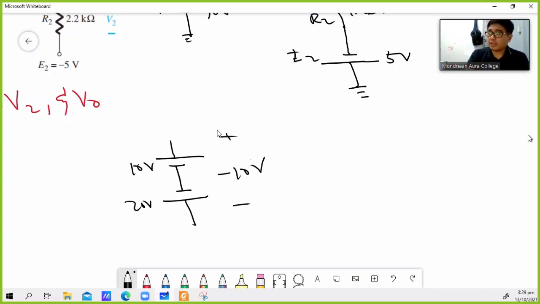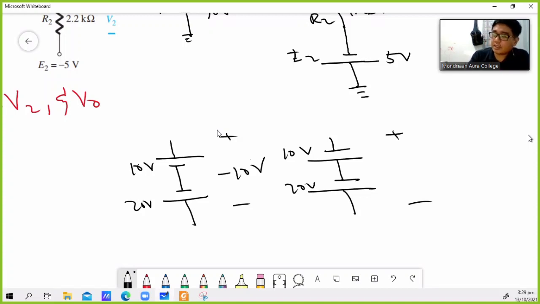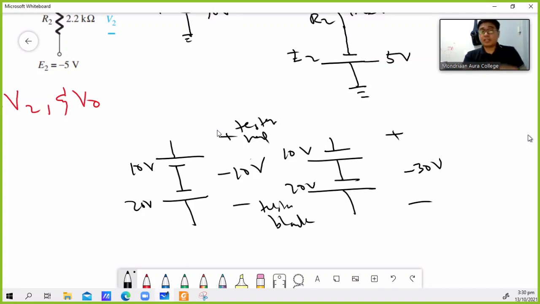What if parehong negative? Ganito. So this is, let's say, negative 10 volts, this is negative 20 volts. Anong total ang makukuha natin dyan? I-add lang natin. Negative 10 plus negative 20, so negative 30 volts. Okay, malilito dito. This is the positive ng tester. Ito yung negative ng tester. Okay? So ito yung red, ito yung black.